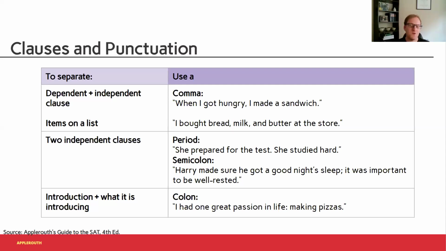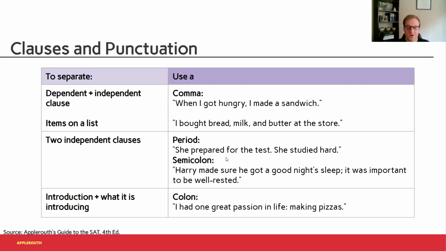And the SAT writers also know that people use colons pretty much only for lists. So I would guess you're not going to see that on the SAT. Think of a colon as a drum roll, please. It has to come after a full sentence. So here: I had one great passion in life. Drum roll, please. What was it? Making pizzas or eating pizza. It could be a list, but more often it will introduce an independent clause, a dependent clause, or just a word or two.